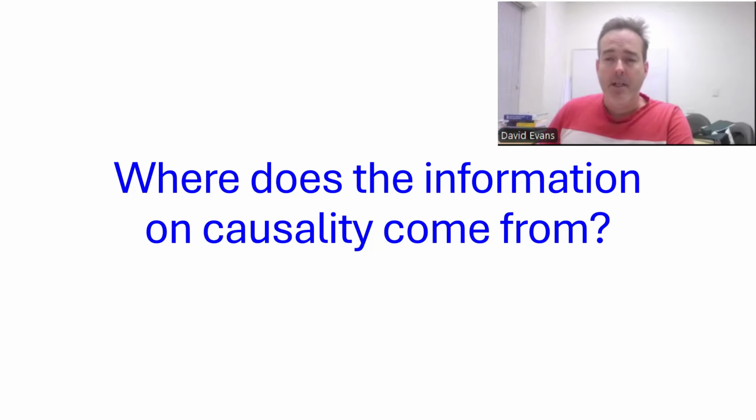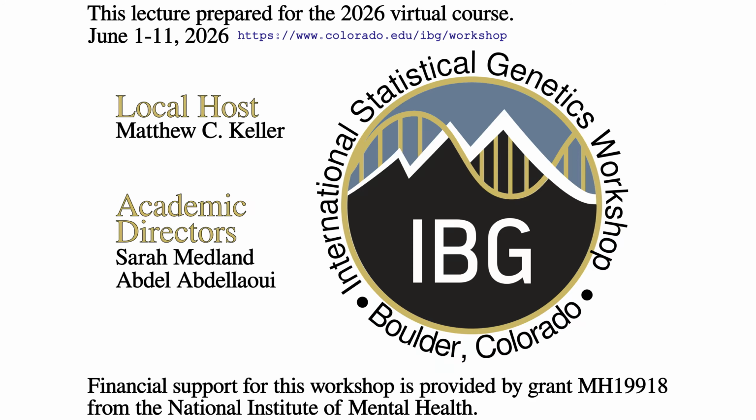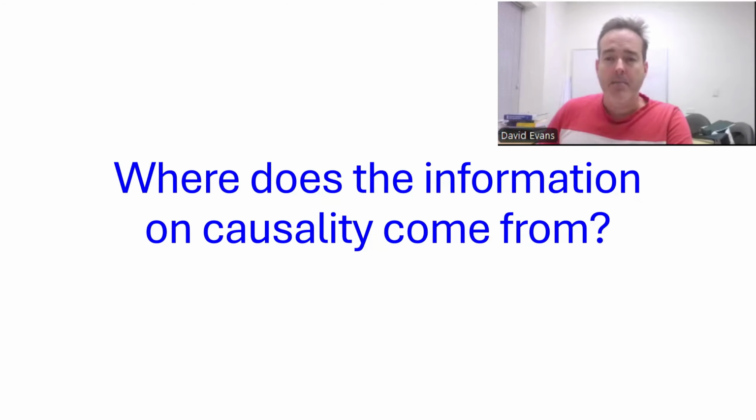In this video, I'm going to give some intuition about where the information comes from in order to draw causal inferences in the direction of causation twin model. Let's consider two different states of reality. Let's consider the figure on the left-hand side of the slide first.